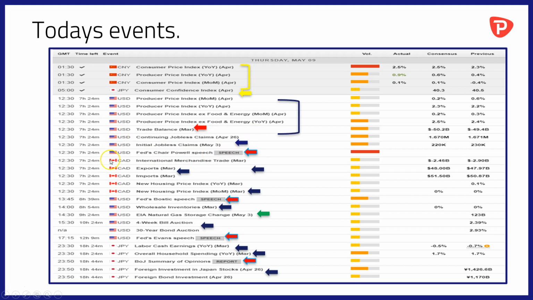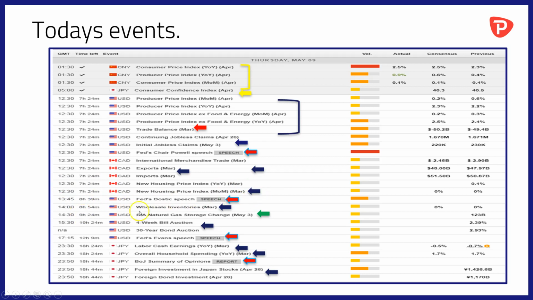Stepping over the border into Canada at 12:30, we'll also have international merchandise trade for March, as well as a breakdown of exports and imports into and out of Canada for that same month. And if that wasn't enough data for you, you can also feast your eyes on new house price index data out of Canada for the month of March, both year on year and month over month. At 13:45, the second of our day's central banker speeches, and this from Fed member Bostic.